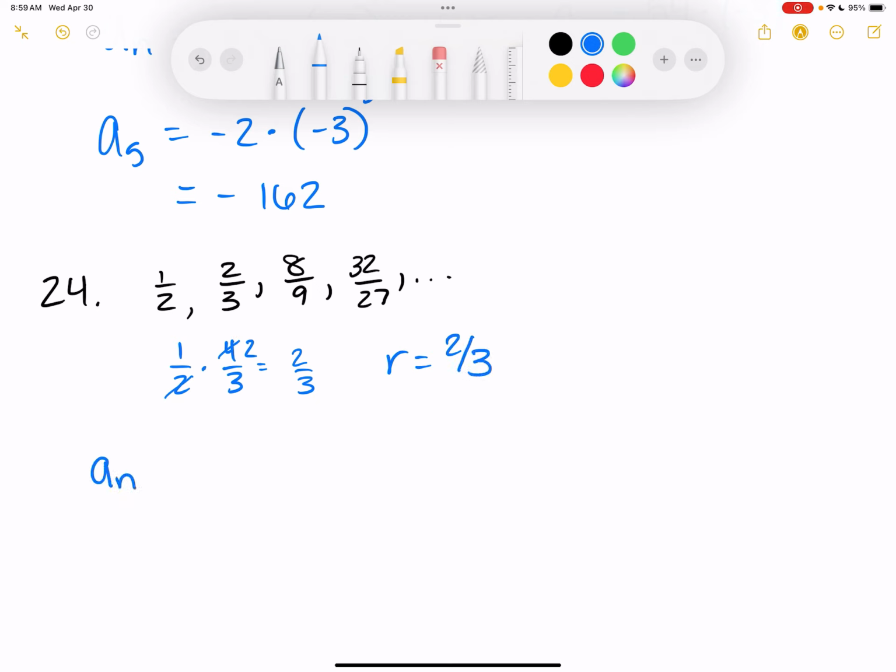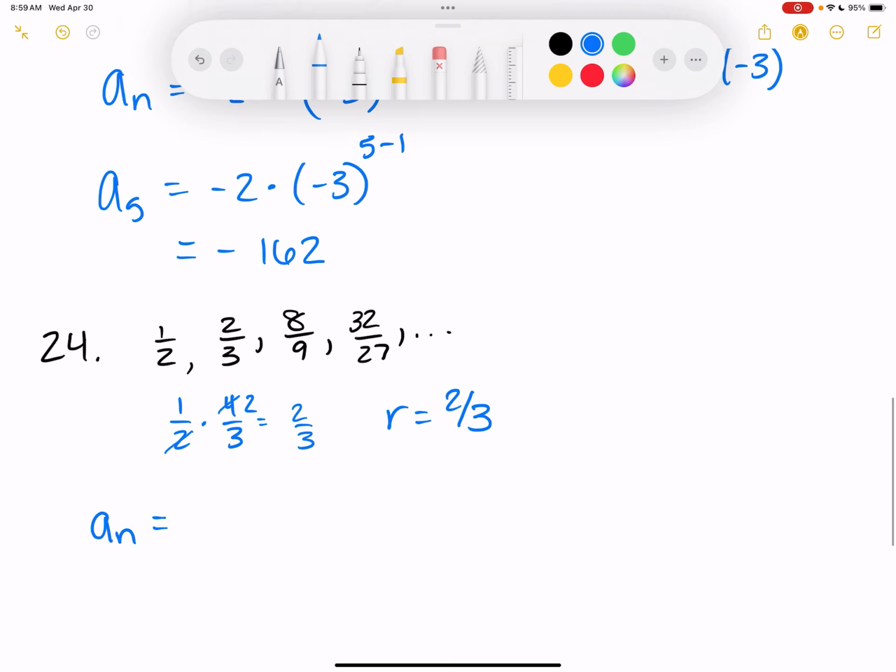So a sub n is equal to, we can use whatever term we want. Like I said, I usually use the first one, so we'll do 1/2 times the common ratio of 4/3. I was reading this number here, that's why I'm confused.